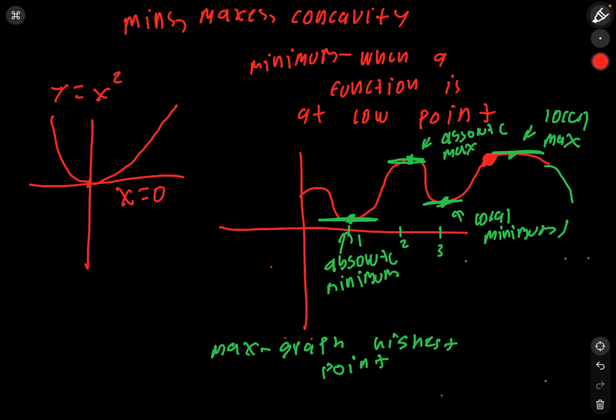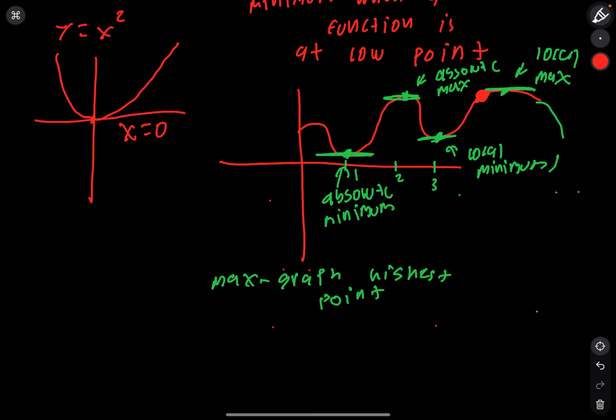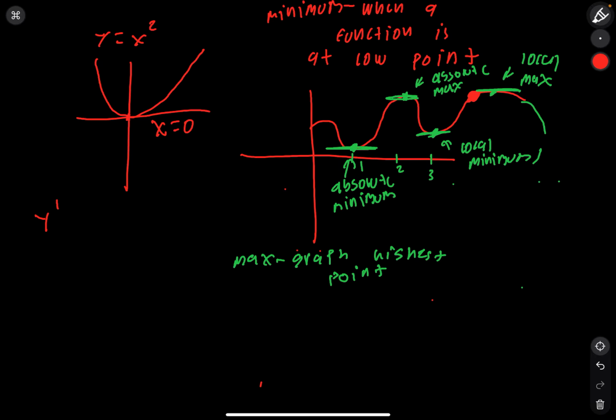I already said that for x squared, the lowest point would be at x equals 0. But how can we find that? Well, first off, let's take the derivative. The derivative of x squared is 2x. From here, what we have to do is set the derivative, or the slope, equal to 0, because as I said before, at the maximum or the minimum, the slope is 0. So now we do 2x equals 0. And then from here, we can just find x. The x point where it would be at its lowest is x equals 0.